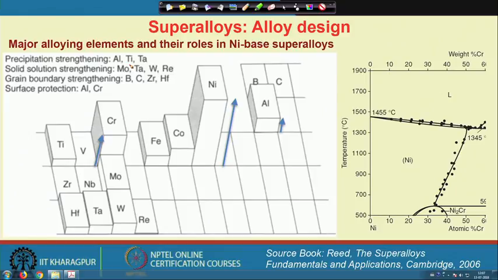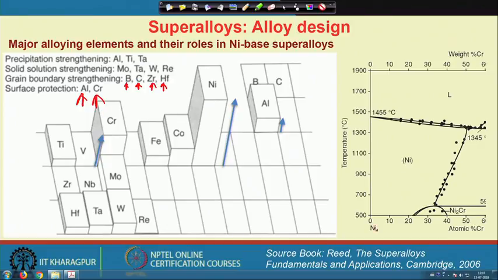Now, the third purpose of other alloying elements, like some amount of boron and carbon, is that these are added in a very little amount, 0.2 weight percent or less, to form carbides and strengthen the grain boundaries. And now, there are only two elements available for surface protection against oxidation, aluminum and chromium. For much higher temperatures, aluminum is mostly preferred.